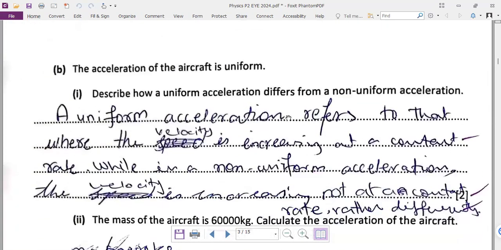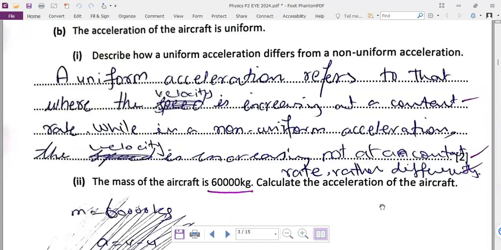B part, the acceleration is uniform. It is asking how it is different from a non-uniform acceleration. The response here is that a uniform acceleration refers to where velocity is increasing at a constant rate. So if you look at the constant rate, it is a tick, that is 1 mark. And in a non-uniform acceleration, the velocity is increasing not at a constant rate, rather it is different. So another tick, that gives 2 points.